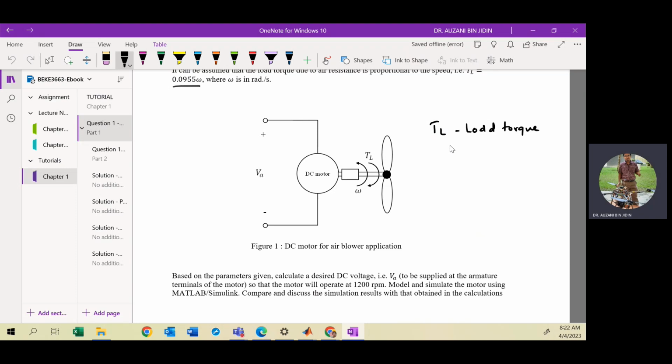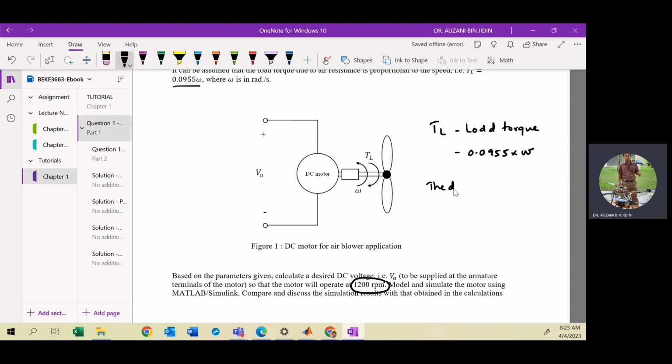The air resistance will be larger when the motor rotates faster. So that's why we can model the load torque as 0.0955 multiplied by speed. Remember, the speed you use must be in SI unit, radian per second. In this case, the desired speed is 1200 RPM, so you need to transform the unit from RPM to radian per second.